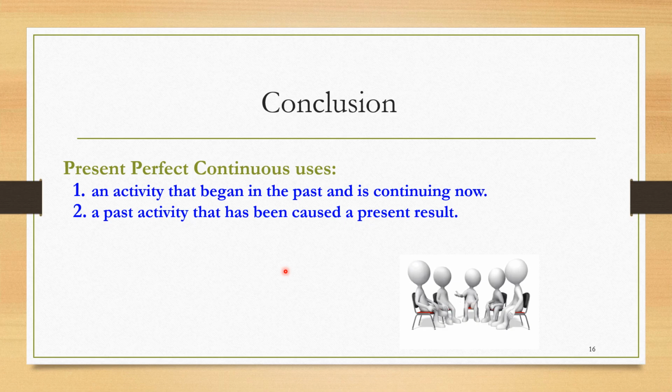And okay, we can say the simple, normally we use it to talk about a permanent state, but the present perfect continuous, we use it to talk about a temporary one that might be changed.